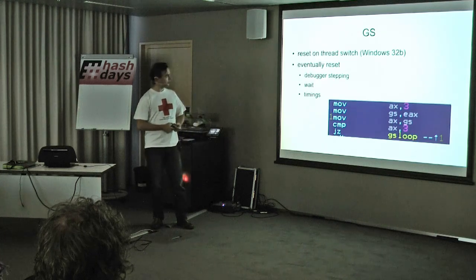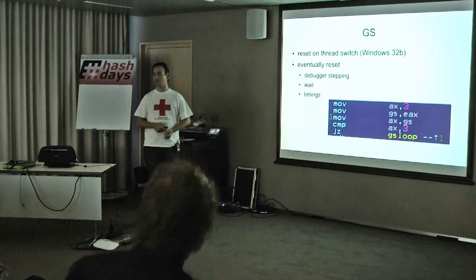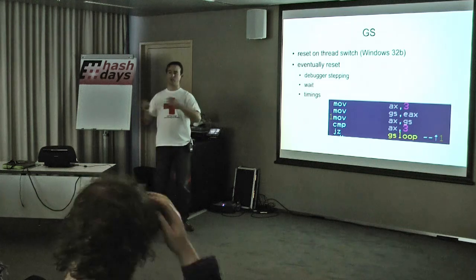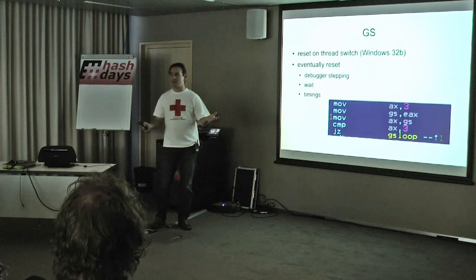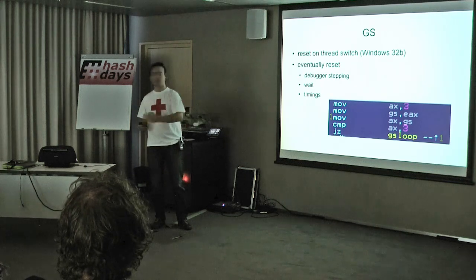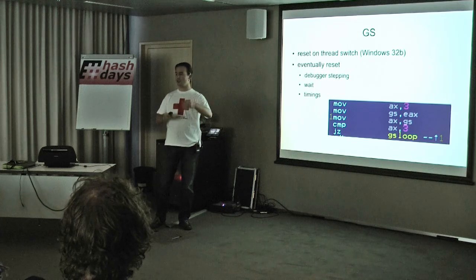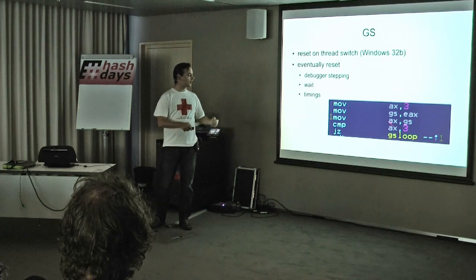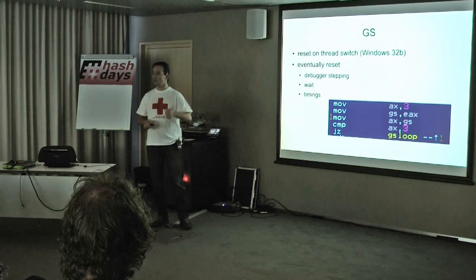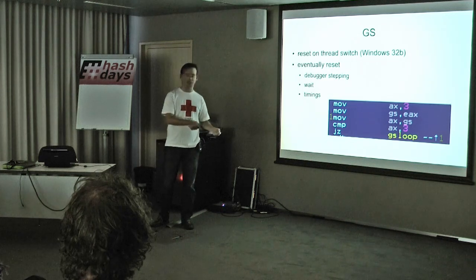You have a similar trick on 32-bit Windows, where GS is not stored in the context. So on thread switch, the value of GS is lost, which means if you just wait, GS will eventually reset to zero. If you set GS and you're stepping manually, this is slow and creates a thread switch, so instantly GS is lost. And also, if you just loop until GS is not zero, on a real system this will eventually exit the loop.